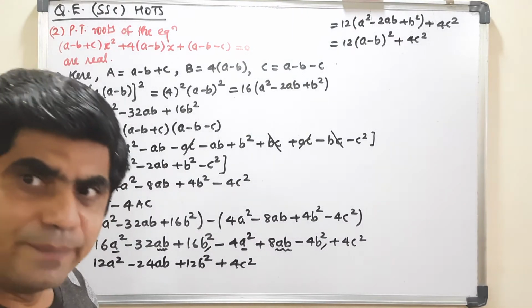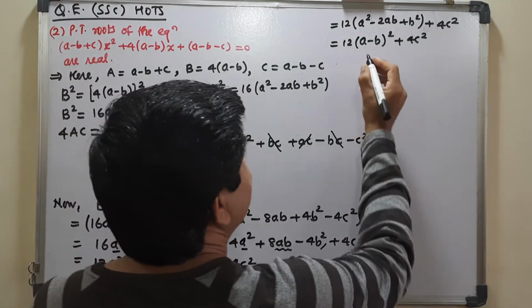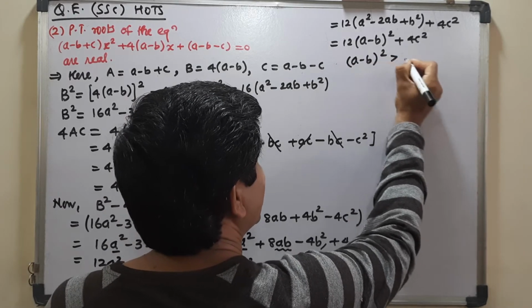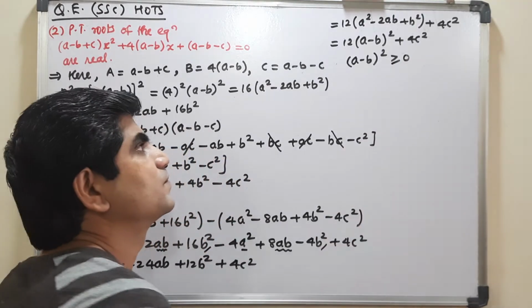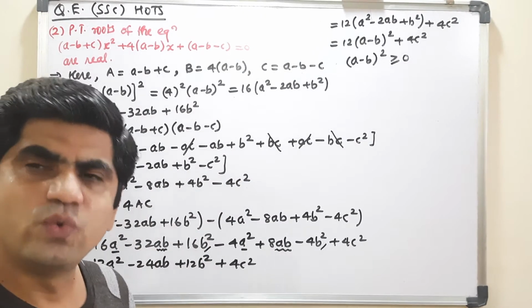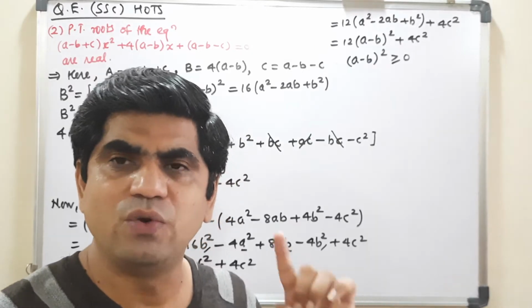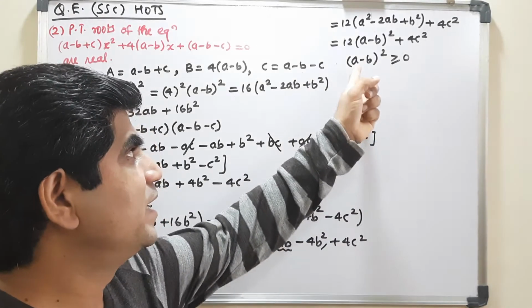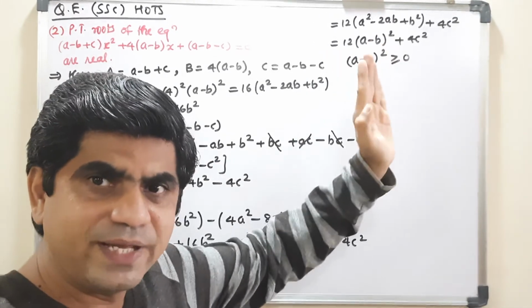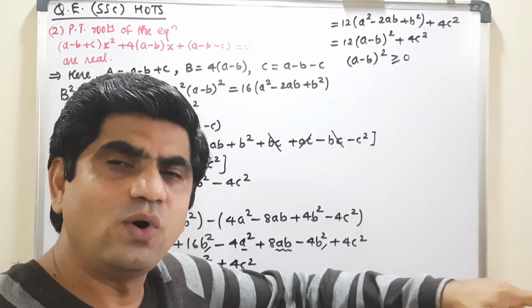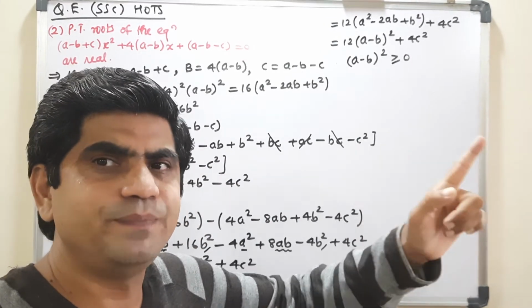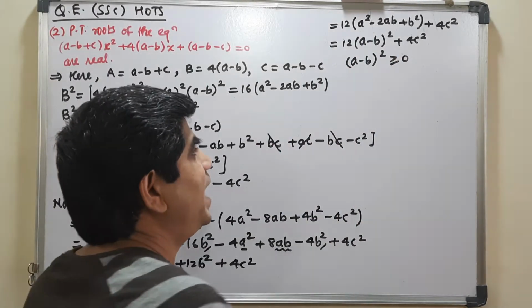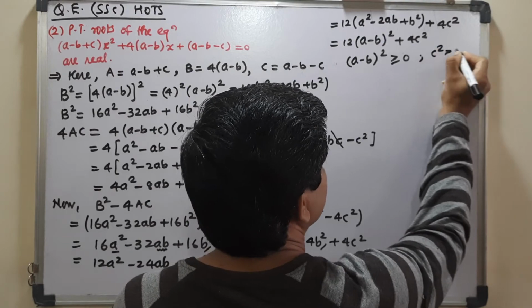So now when I start commenting on this, a minus b the whole square will always be either greater than or equal to 0, because square of every real number is always positive. So if a and b are equal, then the value will come 0, and if a and b are unequal, irrespective of who is bigger, square will become always positive. That is one thing. And c square is always positive.